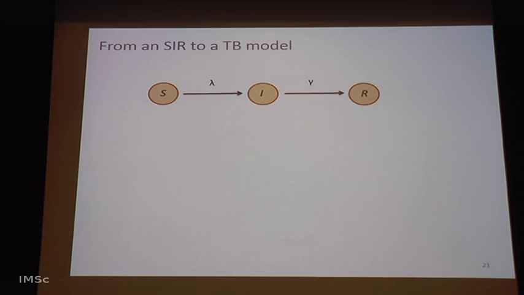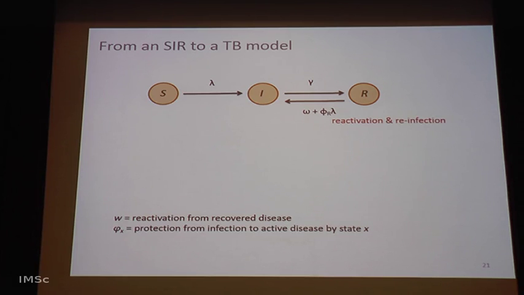One of the first things that's different about TB is that those people that have previously had active TB disease can recover either via treatment or through natural cure, and then they can reactivate, so they can progress without any secondary infection. They can return to becoming in an active disease state. This can also happen through reinfection.